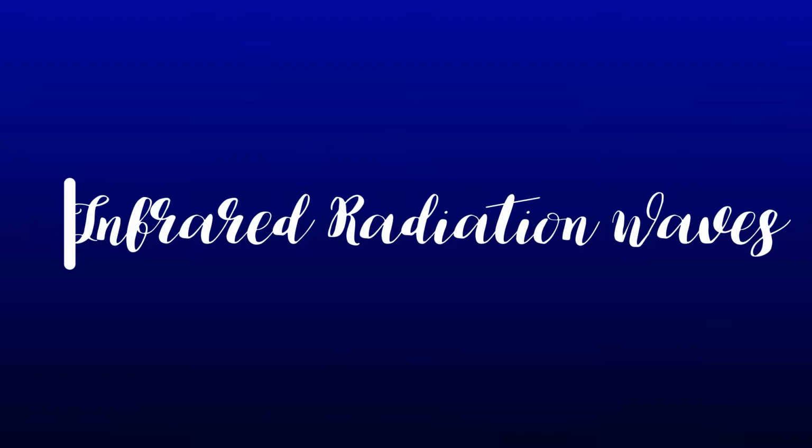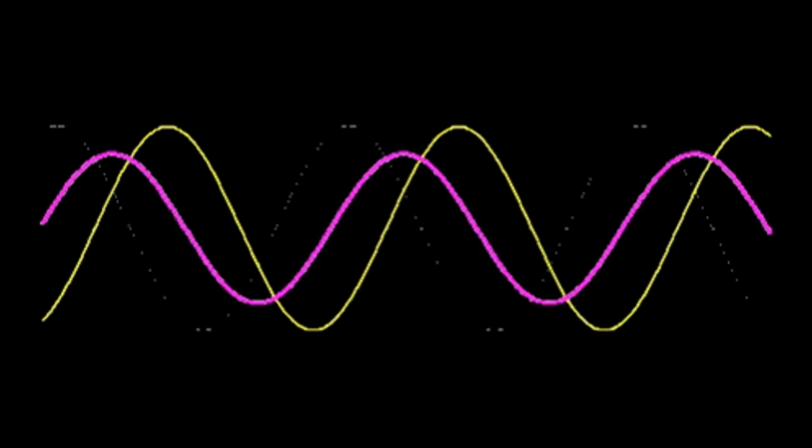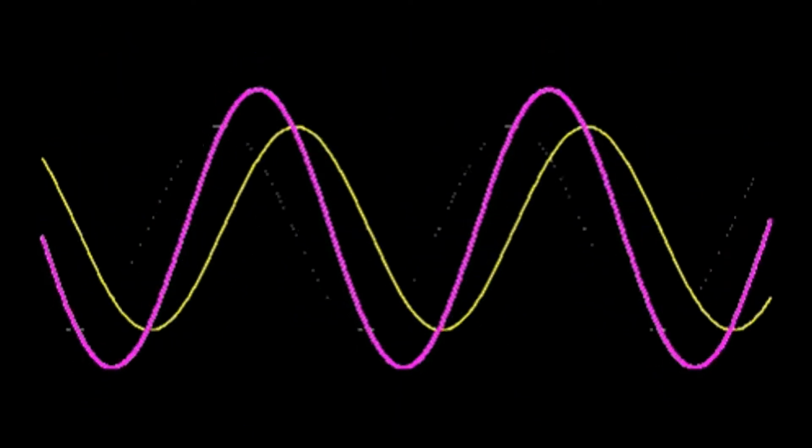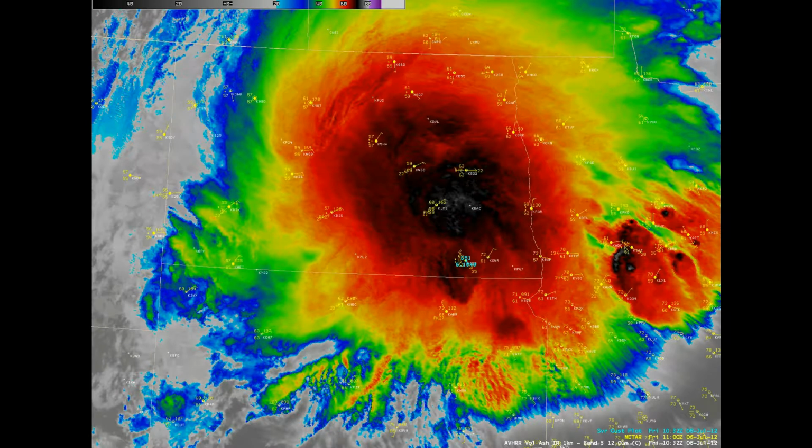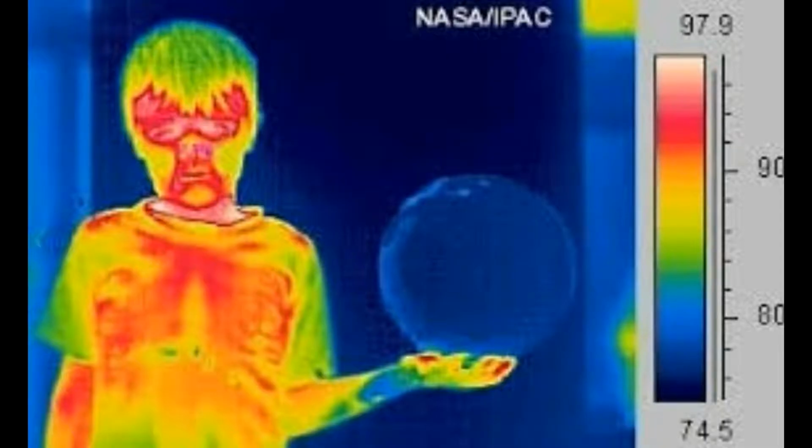Infrared. Infrared radiation lies beyond the red end of the visible light. It is emitted by all objects. Below 500 degrees Celsius, an object emits only infrared radiation. Above 500 degrees Celsius, an object glows and emits both infrared and some visible light.